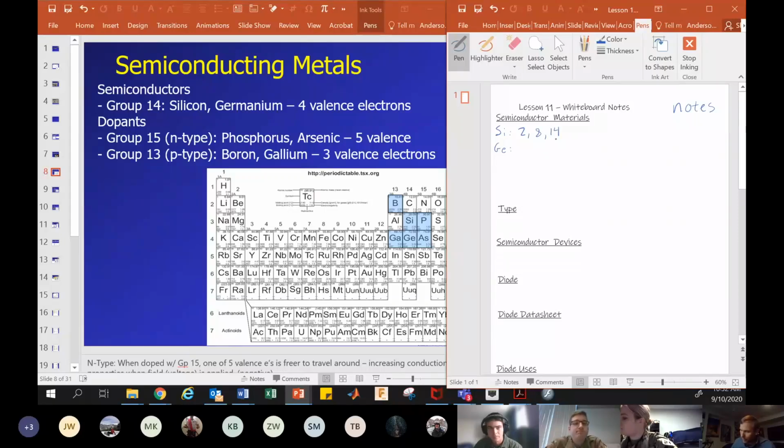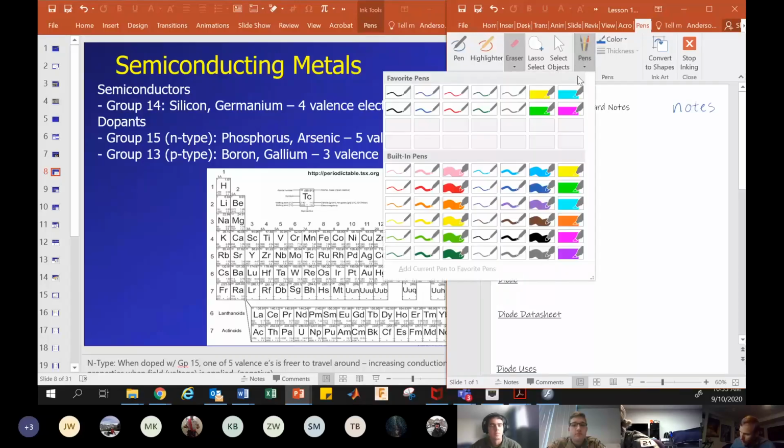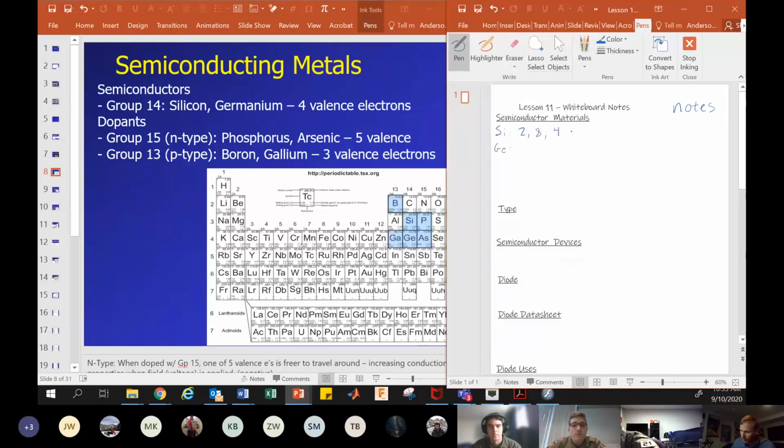number 14 in the periodic table. That's a typo. 14. Come on. Oh my goodness. 14 in the periodic table. That's its atomic number. And so it has 4 electrons in its valence band. That's important. Germanium is in the next row down. It just has another ring of electrons, but it also has 4 electrons in its outer band.